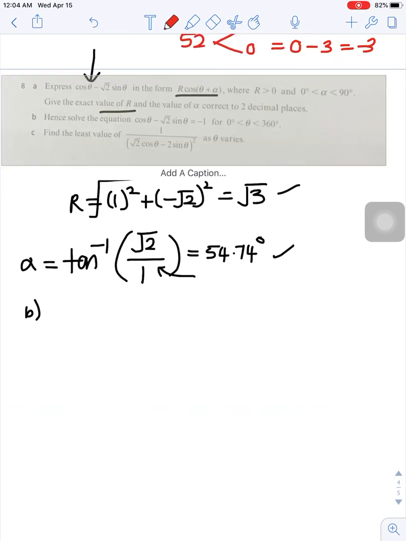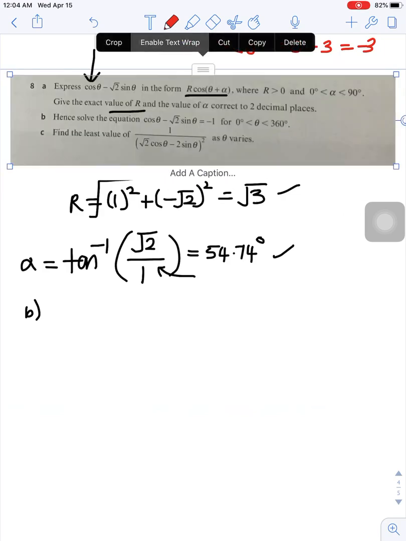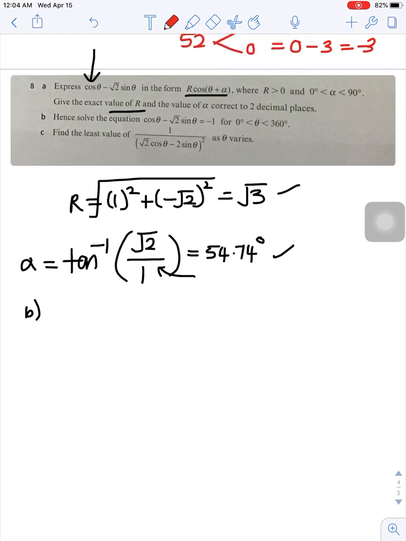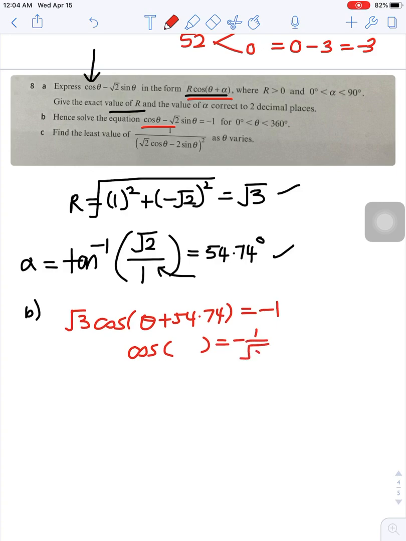This one here. I think you already saw the connection. This is exactly the same as this. So just write it. 3 cos(theta + 54.74 degrees) is equal to negative 1. So cos of all of this is negative 1 over 3.